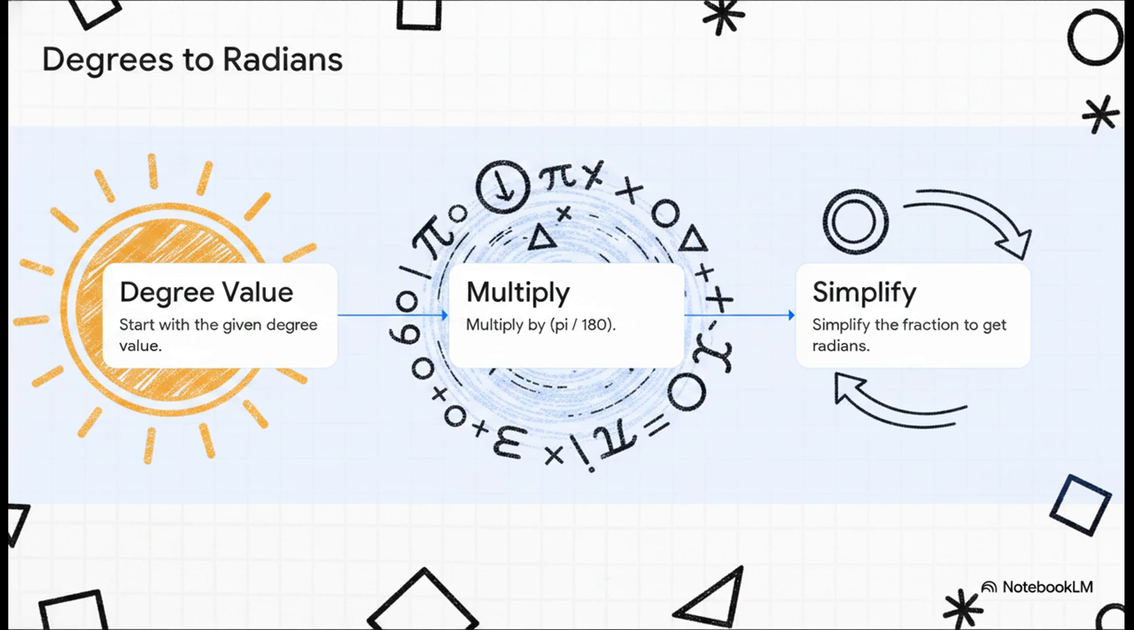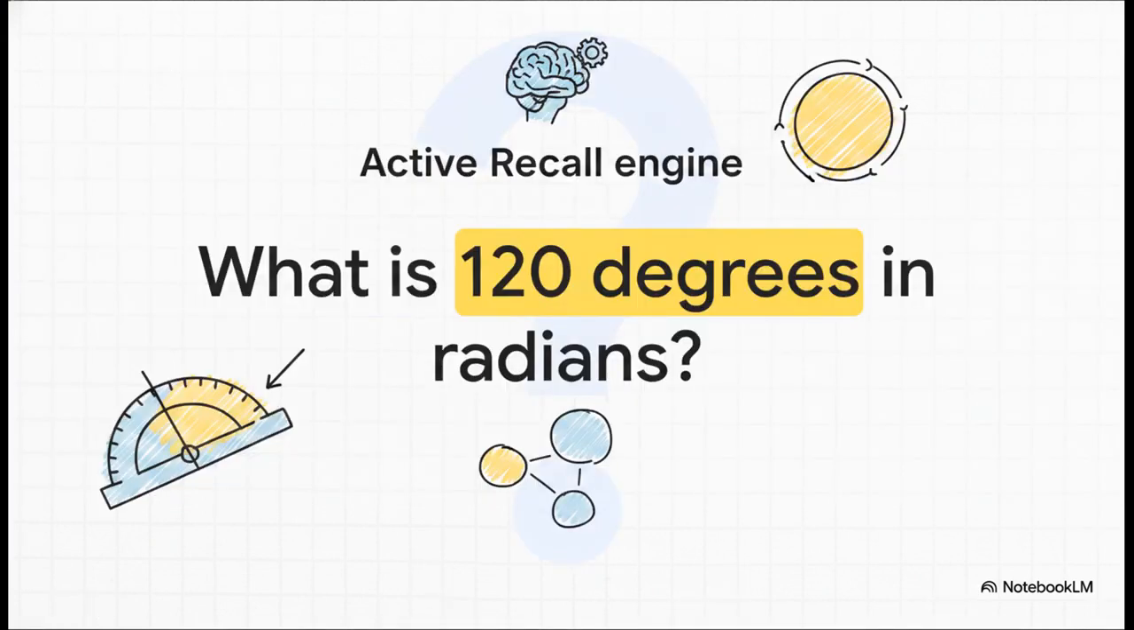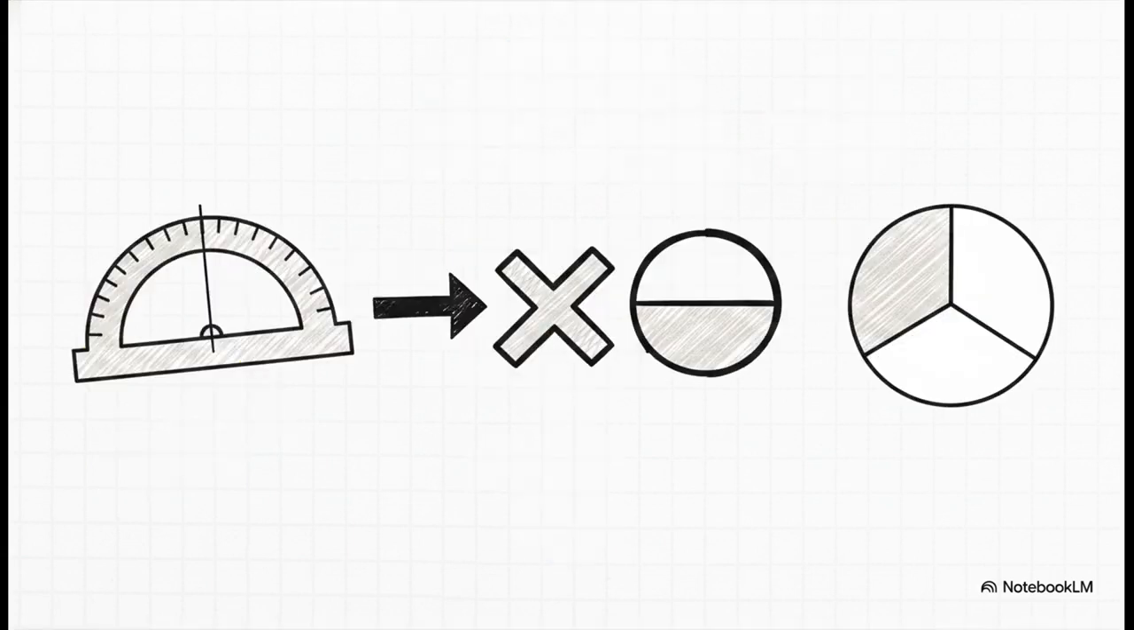That's the whole shebang. All right, let's put that active recall to work right now. What is 120 degrees in radians? Take just a second and mentally apply those 3 steps we just talked about. And here we go. This really perfectly illustrates how straightforward the rule is in practice. You take your 120, multiply it by pi over 180. Now the 120 and 180 simplify super nicely. Just divide both by 60, and boom, you effortlessly arrive at your answer, 2 pi over 3.